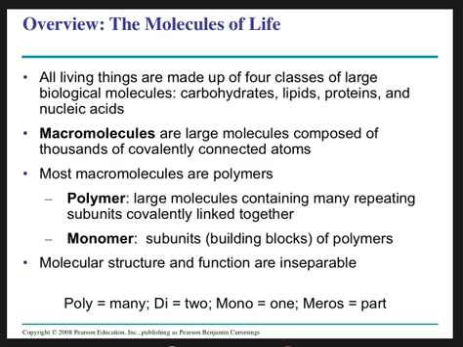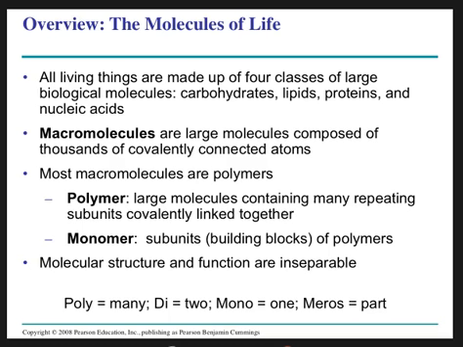So all living things are made up of four classes of biological molecules. We're made up of carbohydrates, lipids, proteins, and nucleic acids. If we put an official definition on macromolecules, macro is large, right? So we're going to talk about large molecules that are composed of thousands of covalently bound atoms. So the key to macromolecules is that these bonds are covalent. We are not talking about ionic bonds like we do in the ionic salts.